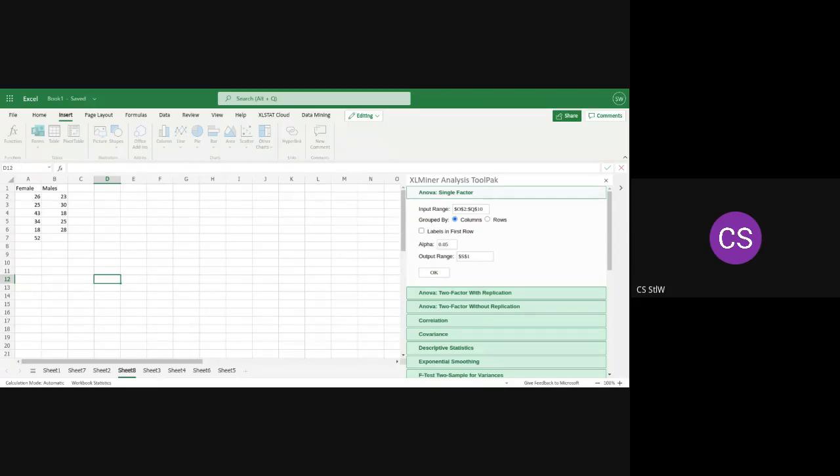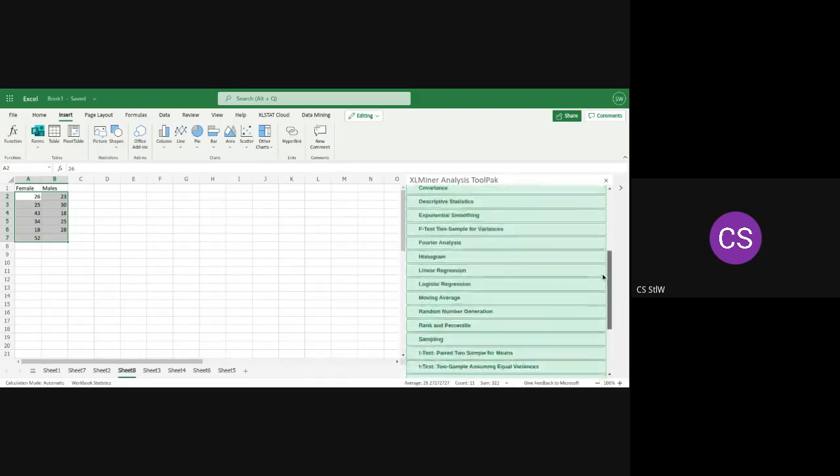So t-test, two sample assuming equal variances. If t stat is less than minus t critical two tail, or t stat is greater than t critical two tail, we reject the null hypothesis. Do I need to type that? Let me just find the t, and then we will be able to see what we mean.